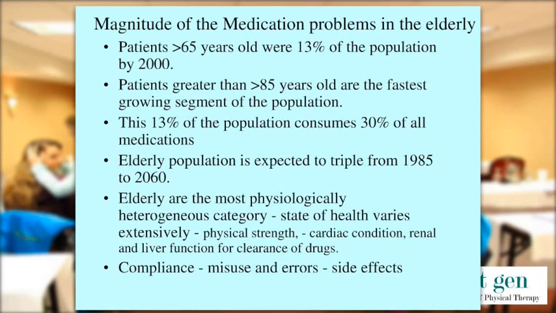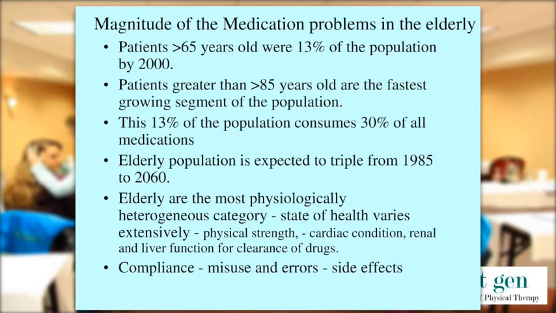So the magnitude of medication problems in the elderly is pretty huge. Patients over 65 years old were 13% of the population by the year 2000, and patients greater than 85 years old are the fastest growing segment of the population. And this small 13% that's over 65 consumes 30% of all the drugs or medications in the U.S.